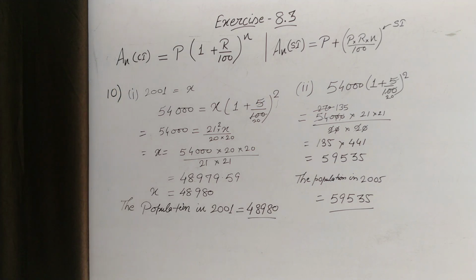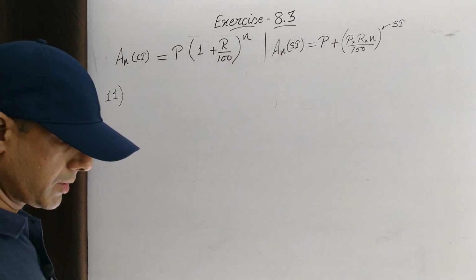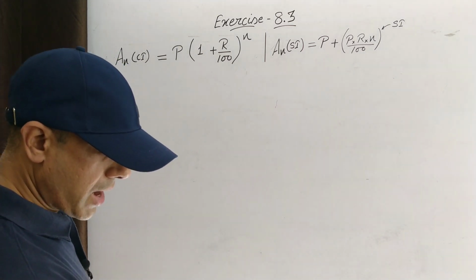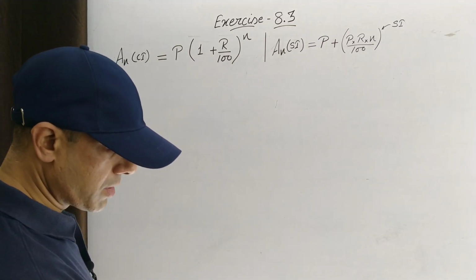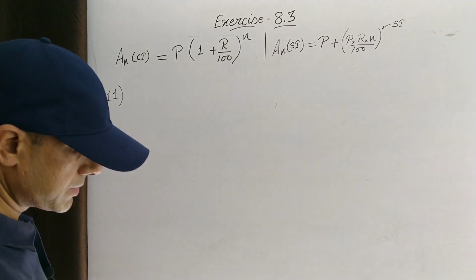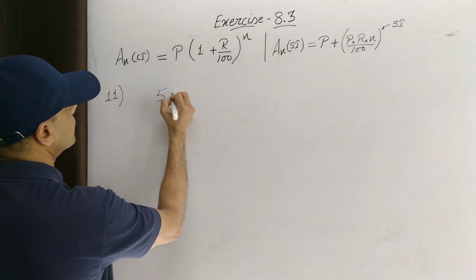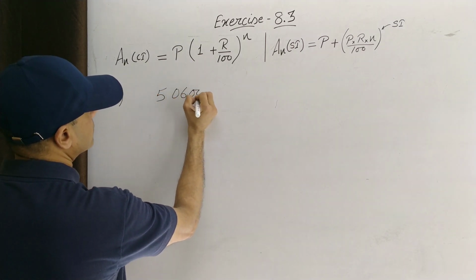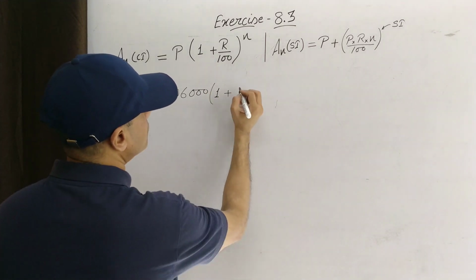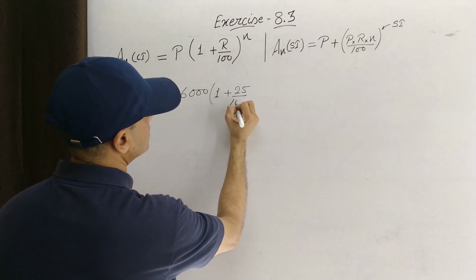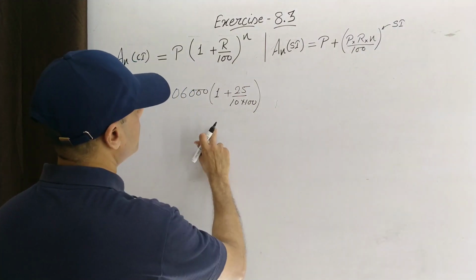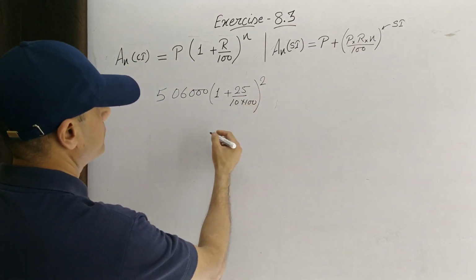Clear? Question number 11. In a laboratory, the count of bacteria in a certain experiment was increasing at the rate 2.5% per hour. Find the bacteria at the end of 2 hours if the count was initially 5,06,000. So, initial count was 5,06,000, and it was increasing at the rate of 2.5%, that is 25 by 10 per hour, and we have to find the count at the end of 2 hours. So n is equal to 2.